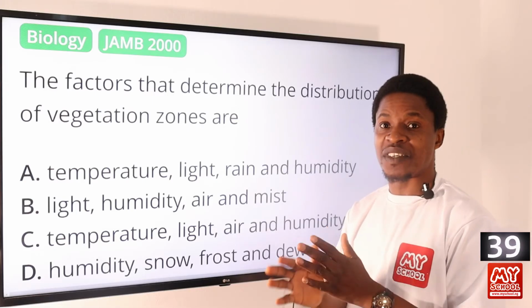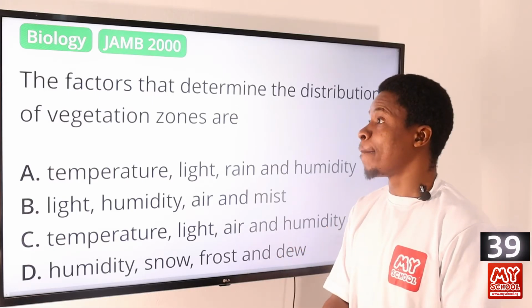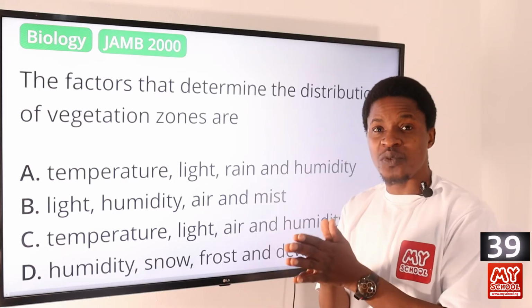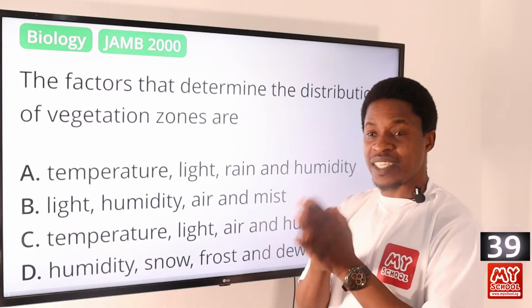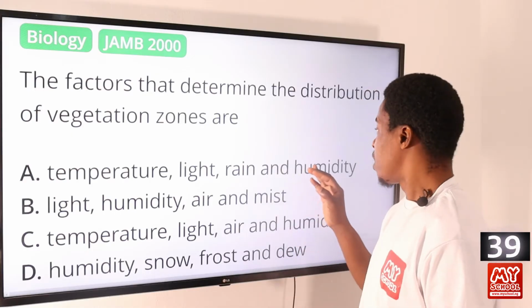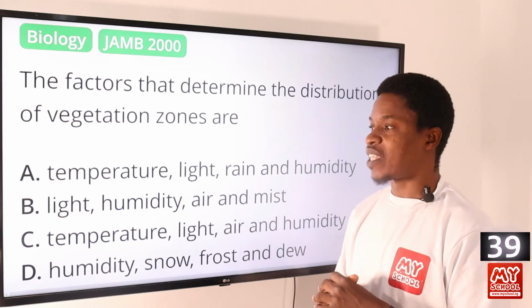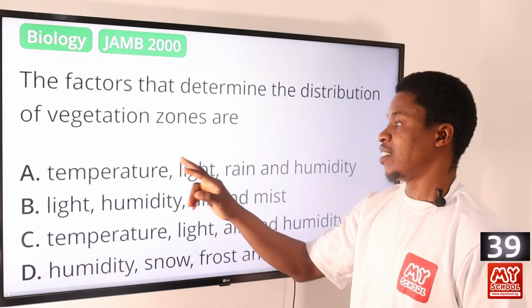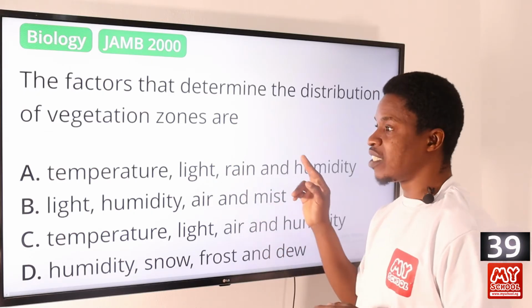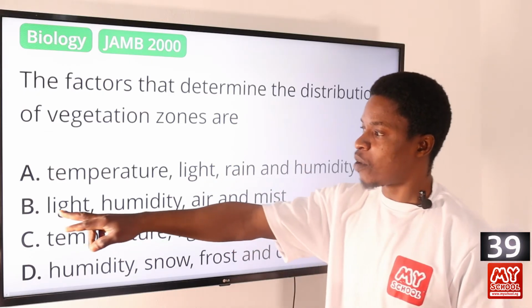That's why we are able to differentiate between desert and rainforest. In the desert, we have little or no amount of water present in that place, so it will affect the vegetation that actually grows there. Humidity also tends to affect that. So option A, temperature, yes. Light, that's like sunlight, we have rain and humidity. These actually affect. Let's look at option B.